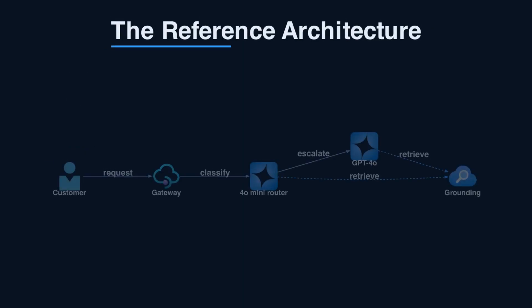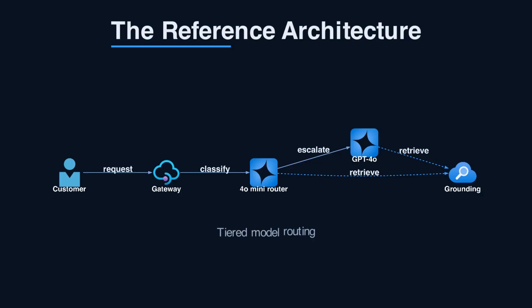The flow starts at API management, which handles auth, rate limiting, and token quotas. It forwards to a classifier running on GPT-4o mini that scores the request's complexity. Simple lookups and summaries stay on mini. Anything needing deep reasoning or image understanding escalates to GPT-4o. Both deployments pull grounding context from Azure AI Search before answering. Putting the cheap model in front as a triage layer is the key move, because the classifier itself costs almost nothing yet diverts the majority of traffic away from the expensive model.